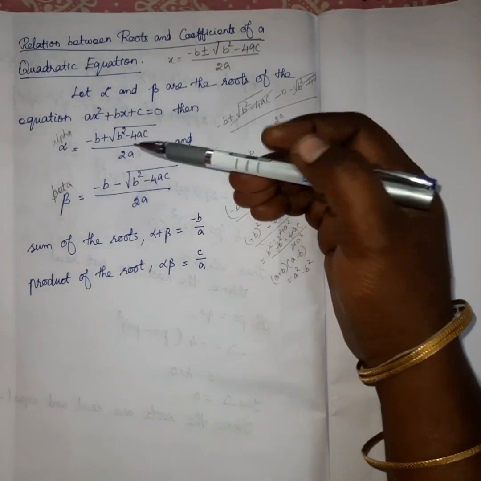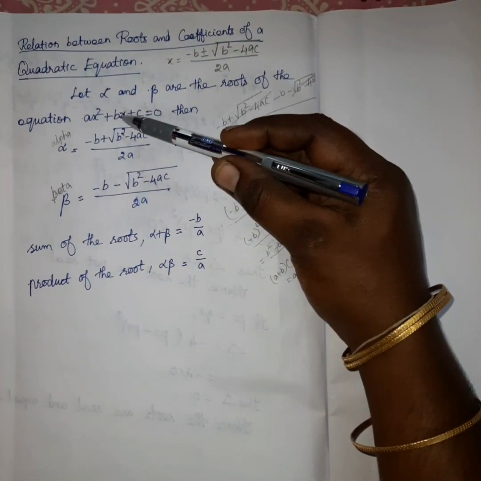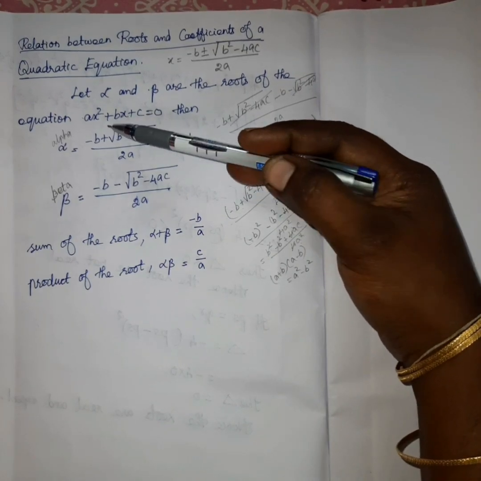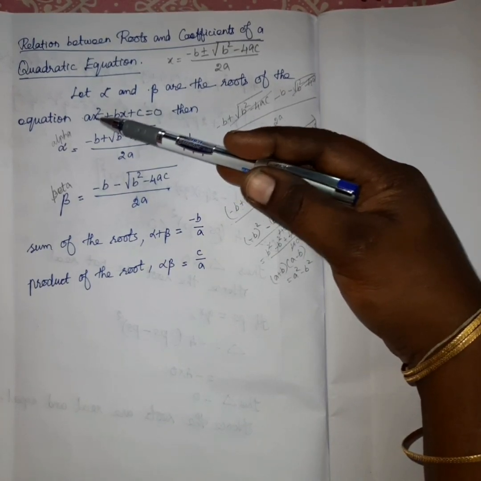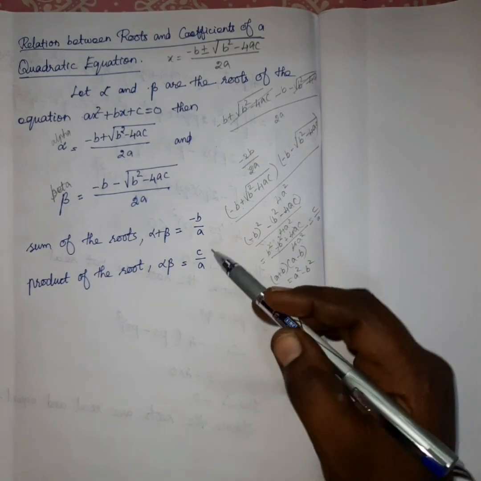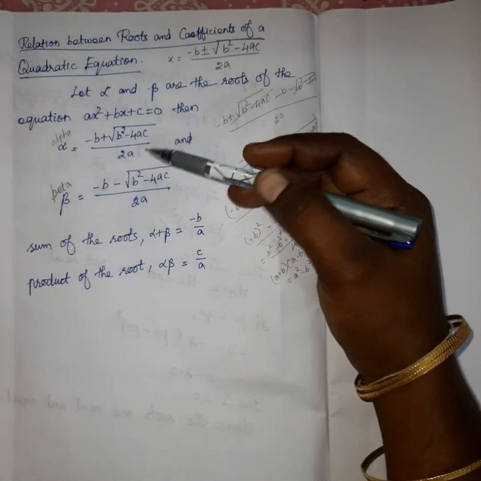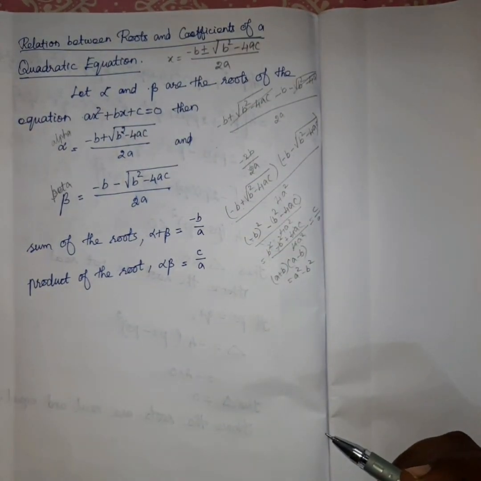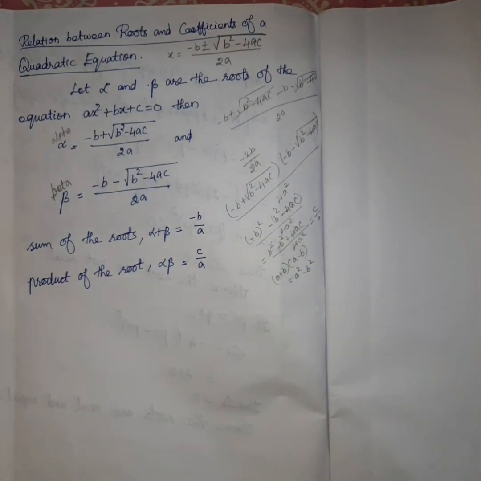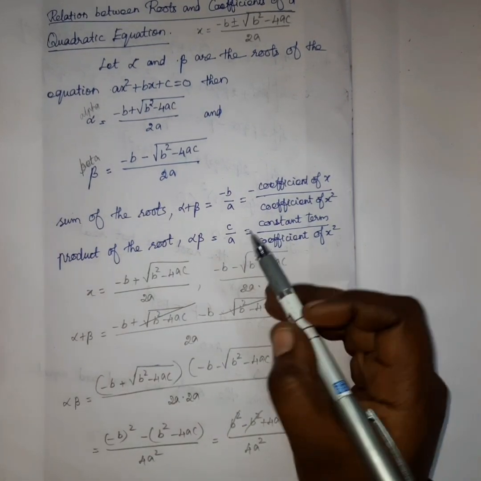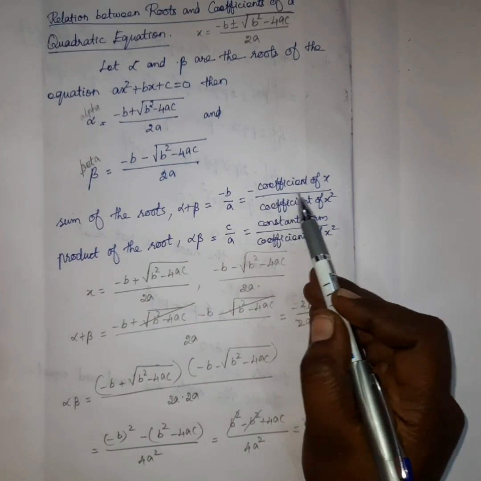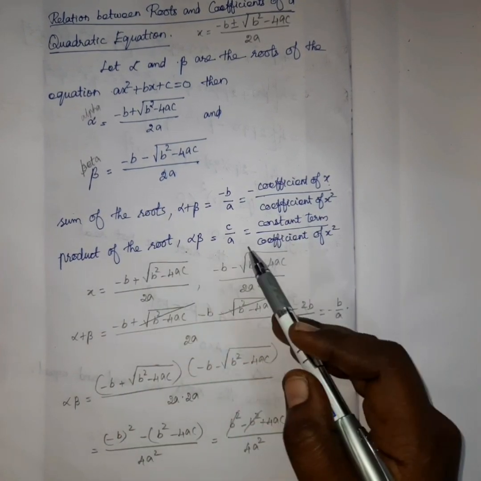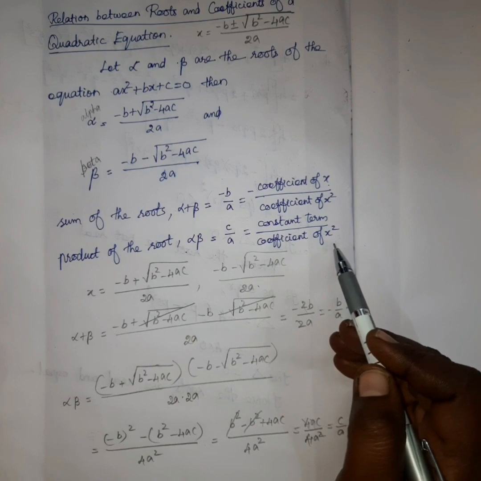What is b? It is the coefficient of x. A is the coefficient of x square. So the sum is minus coefficient of x divided by coefficient of x square. Next, what is the product of the roots? It is c by a, that is, the constant term divided by the coefficient of x square. Are all clear? Students, so we can write the sum of the roots as minus coefficient of x divided by coefficient of x square, and the product of the roots as the constant term divided by coefficient of x square.